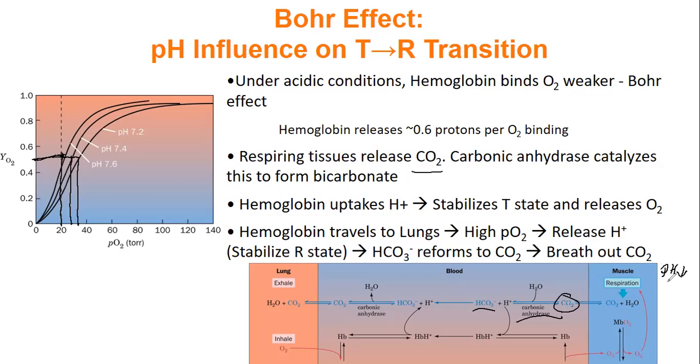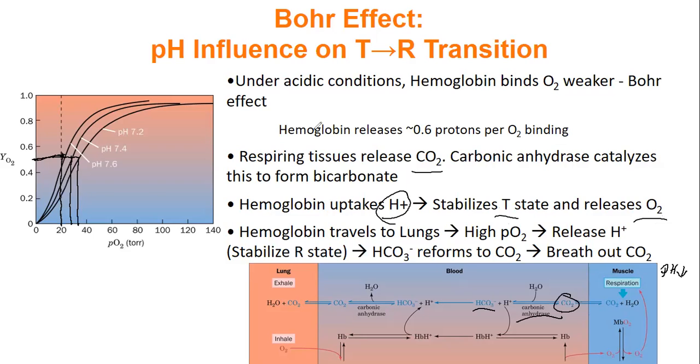Well, if there's hemoglobin around the muscles, what hemoglobin will do is bind the acidic hydrogens, right? They bind those extra hydrogens. When it binds those hydrogens, the T state becomes stabilized. When the T state becomes stabilized, you don't want to bind oxygen, so you release oxygen.